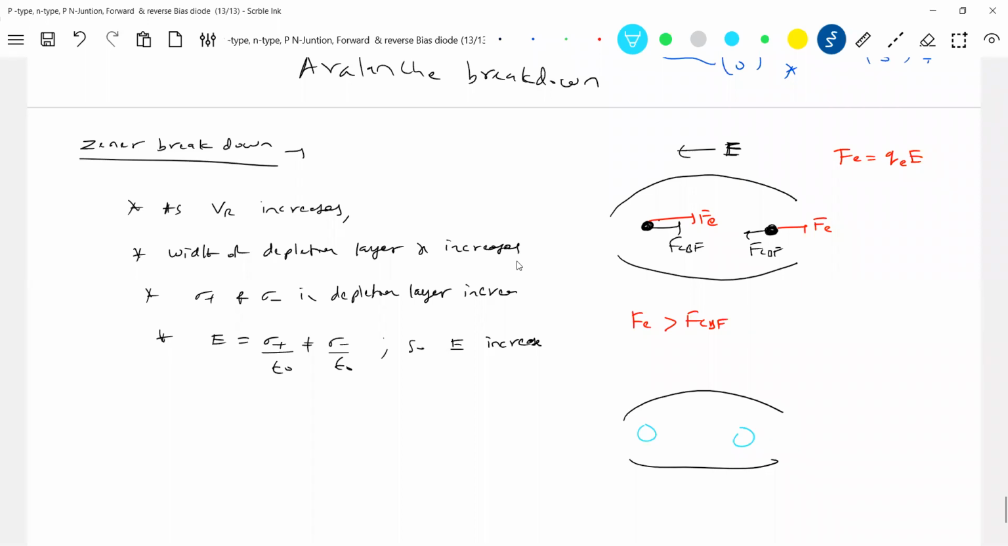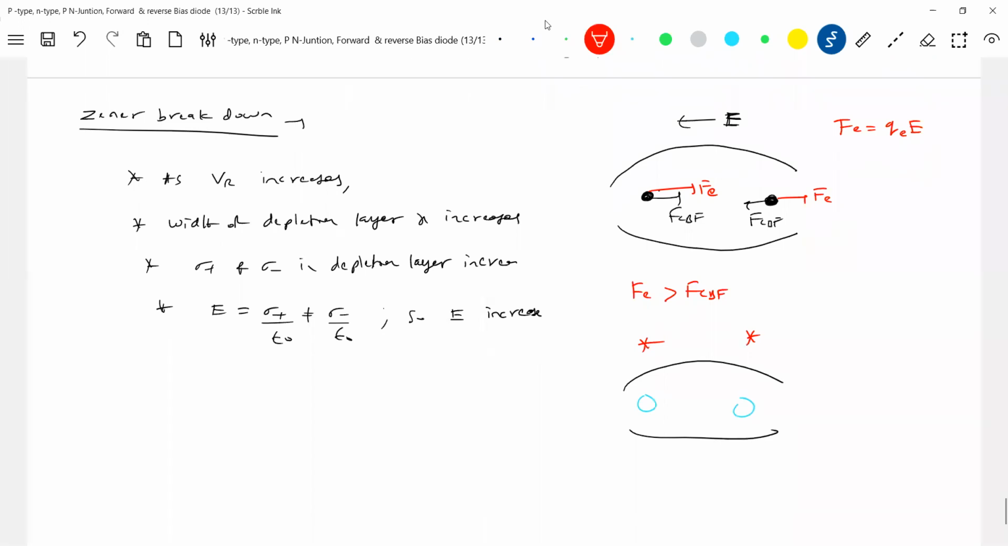Directly it will pull up. Like this, from millions of covalent bonds, this electrostatic field will directly pull the valence electron from the valence band and place it in the conduction band. What do you get if an electron jumps from valence band to conduction band? We get one hole as well as one free electron in the conduction band.